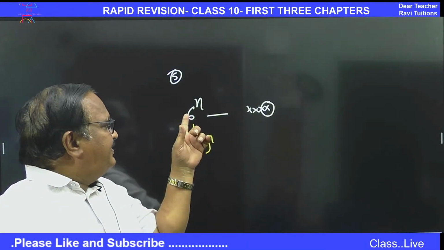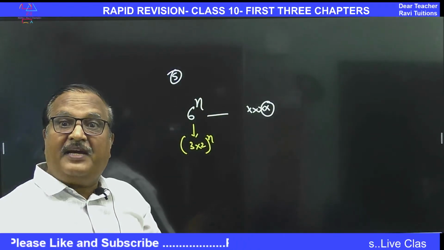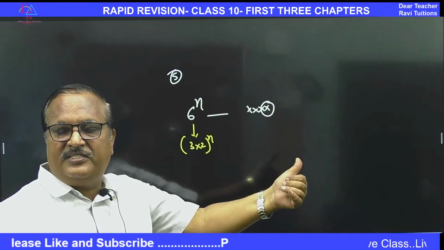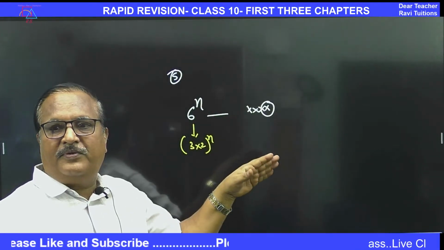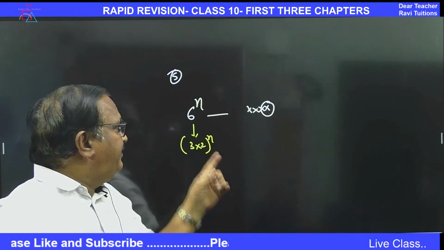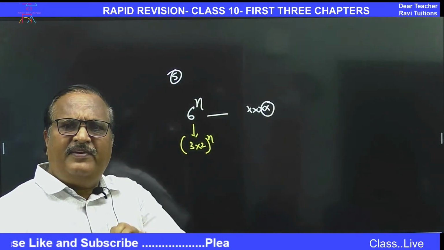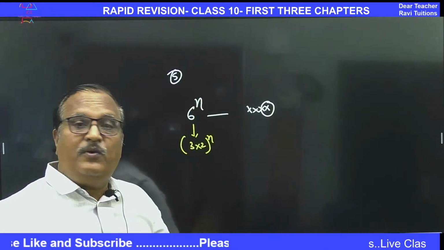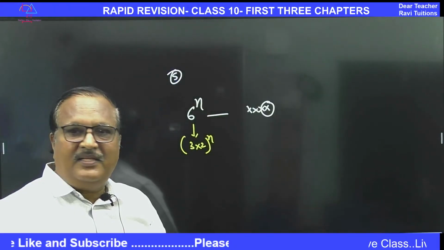The factors of 6 are 2 and 3. 2 is a factor, but 5 is not a factor. So if 5 is a factor, then the end digit is 0. As 5 is not a factor, therefore the end digit is not 0. So we have to find the factors of the bases, and definitely one 2 and one 5 should be there, then only the end digit is equal to 0, otherwise not 0.